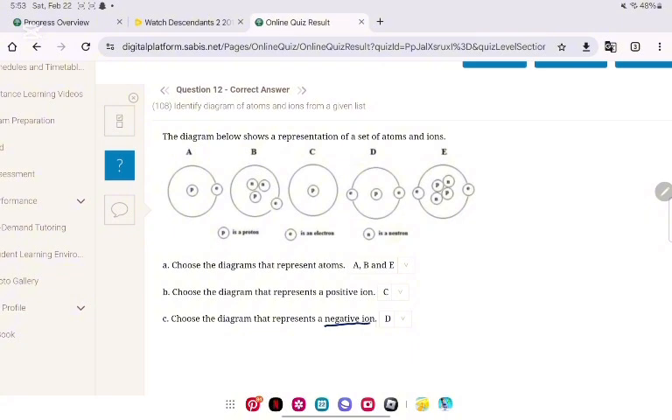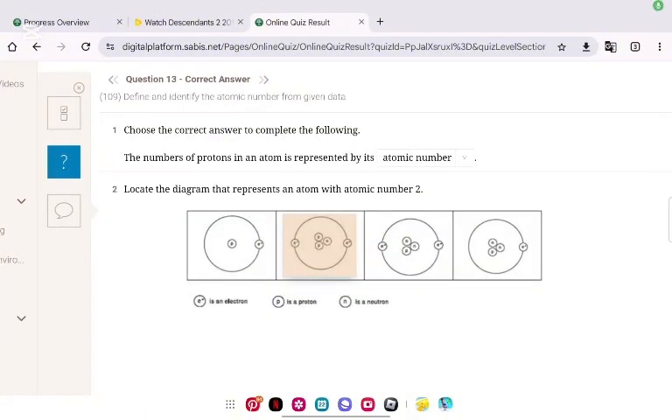The last part, they want negative ion, so there has to be more electrons, which is negative, than protons. So here they're equal. Okay, we're gonna ignore these because they're equal, and we're gonna look at these. We said this one is positive, and here look, there's more electrons than there are protons, so this one is the negative ion.